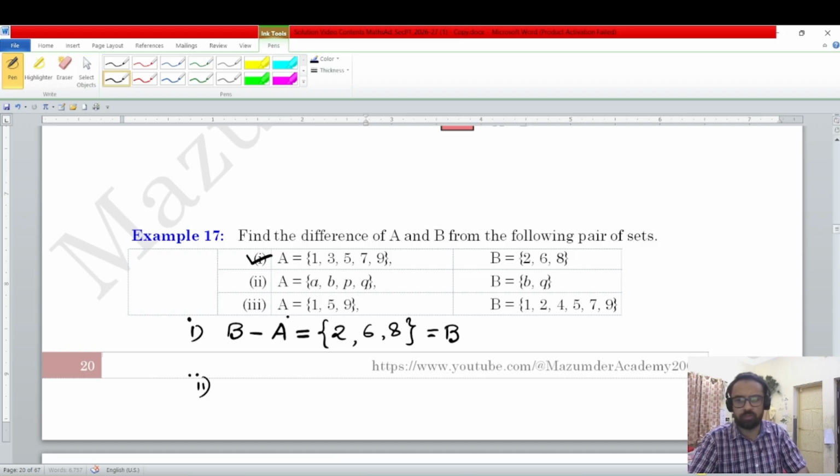Next question, if we want to find B difference A, then do I have any common elements? Yes, B is a common element here. So from the second set, that means from B set, you remove the common element, so it will be just Q.